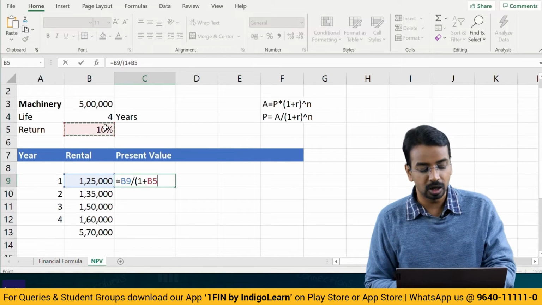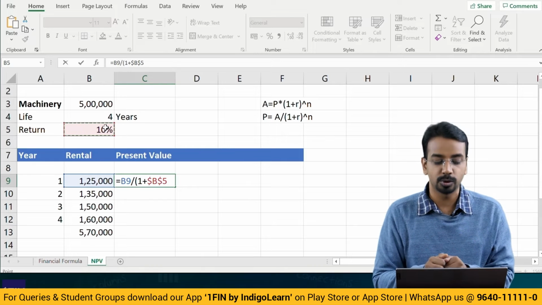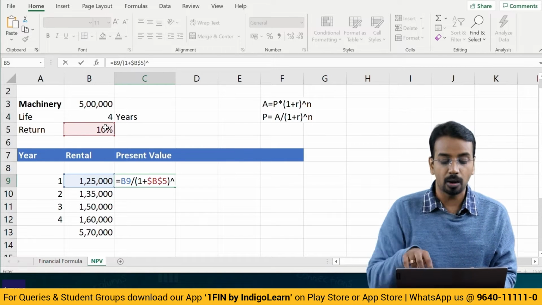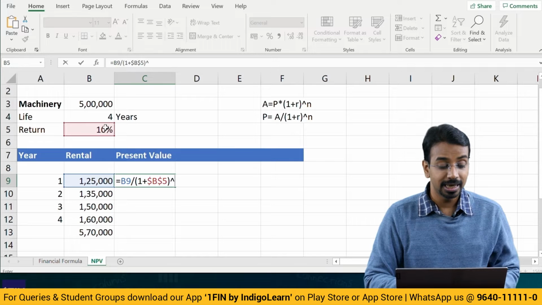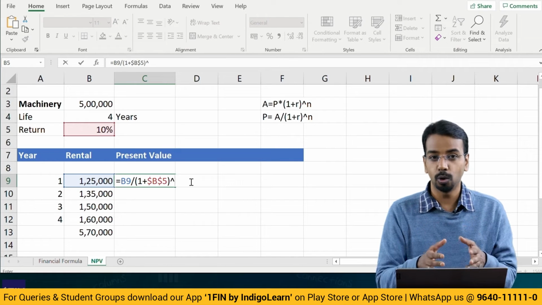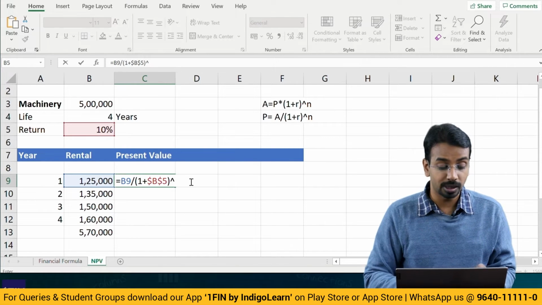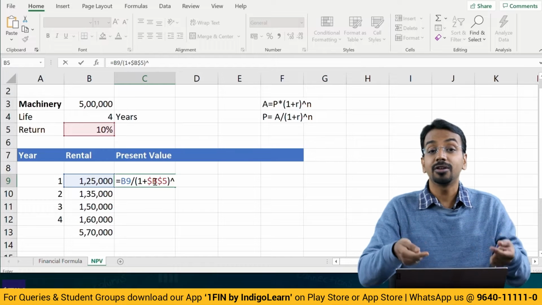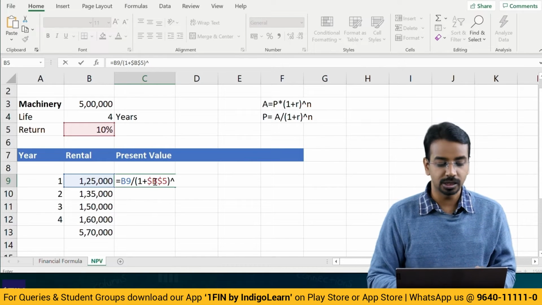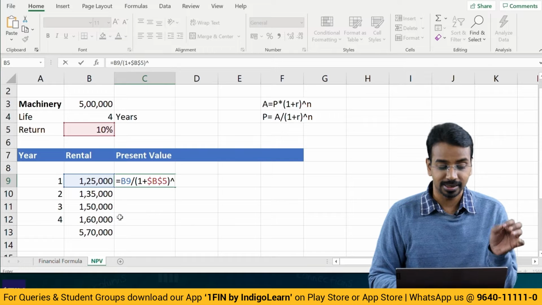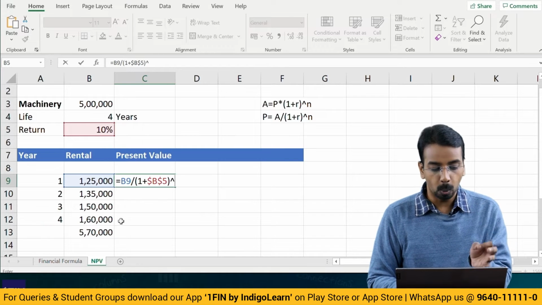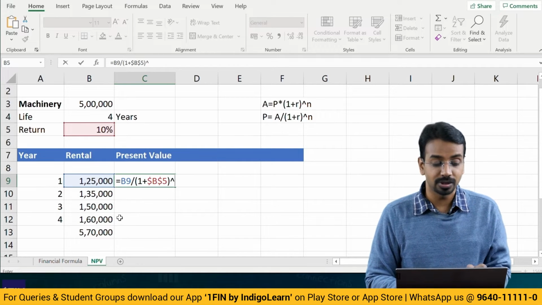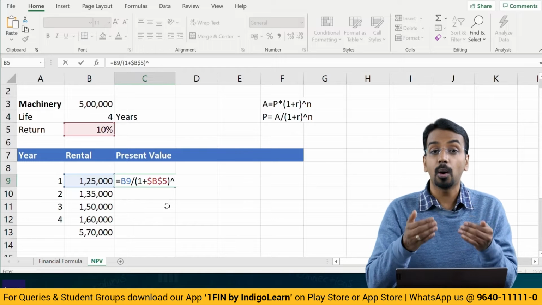Return is R. I will log this because it will make it easier for me to copy the formula, to the power of n. What is n? N is the number of years. So the amount that you have received after 1 year, which is 1,25,000, if you have to compute the present value of this, you will do 1,25,000, that is the amount, divided by 1 plus rate, that is R, which is 10% in our case, to the power of n.